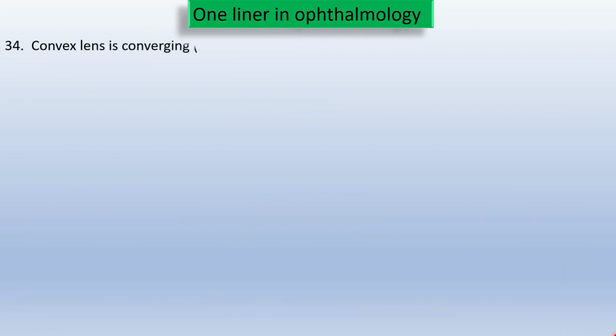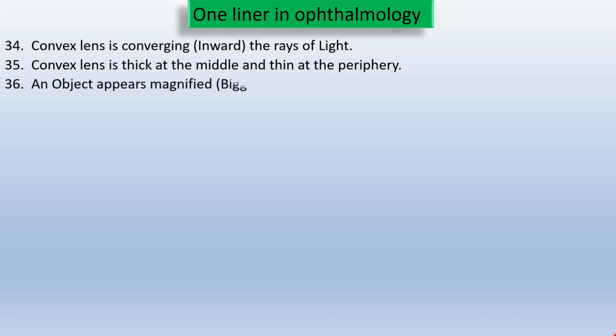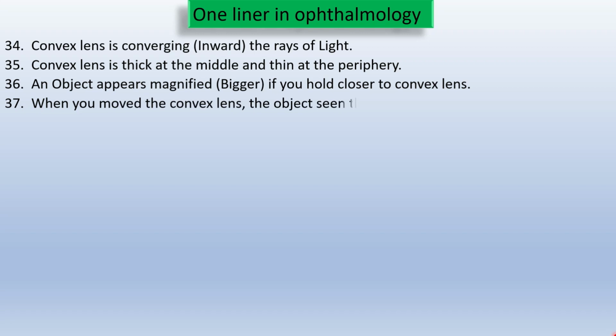Convex lens is converging, meaning it bends the rays of light inward. Convex lens is thick at the middle and thin at the periphery. An object appears magnified if you hold it closer to a convex lens. When you move the convex lens, the object seen through it moves in the opposite direction.